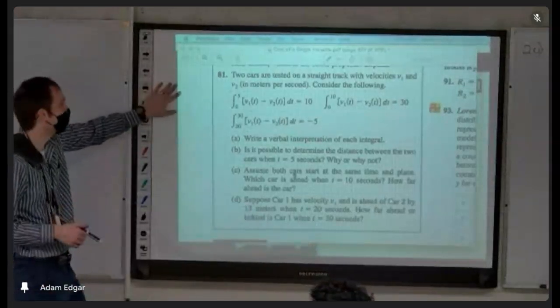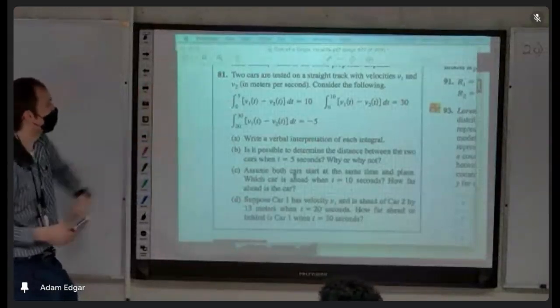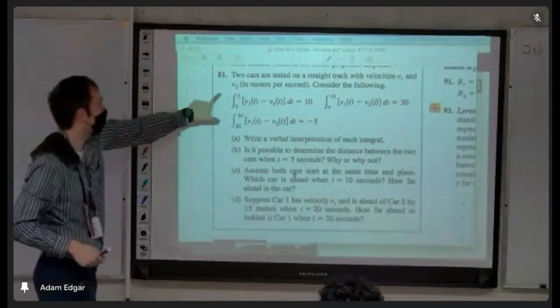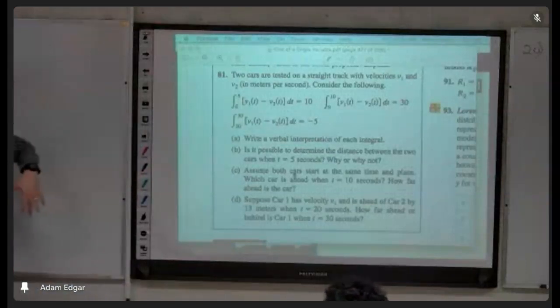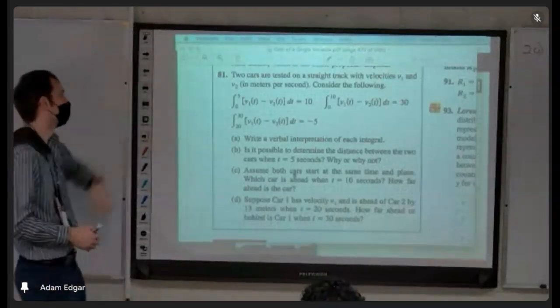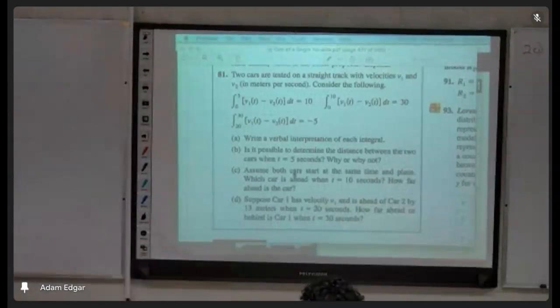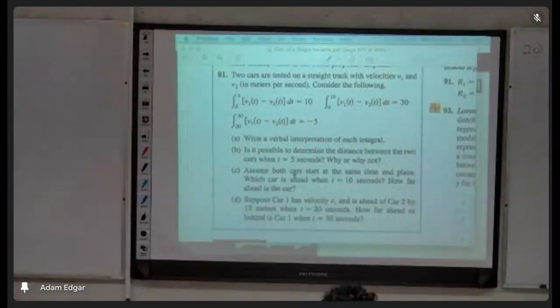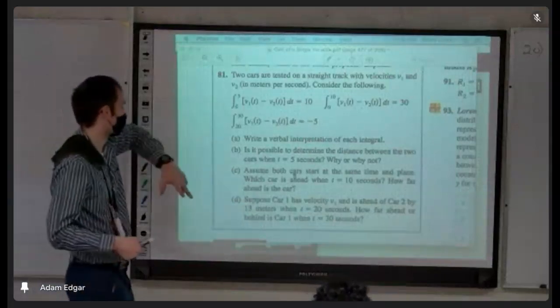All right. So you've got two cars on a straight track with velocities v1 and v2, and we're going to measure this in meters per second. And then we have three different integrals being given. The first integral is from 0 to 5, and that's v1 minus v2, and we're told that's 10. Then a second integral from 0 to 10, that's v1 minus v2 again, and that's 30. And then the third integral you can see there. So in part A, we want to interpret each of these integrals.